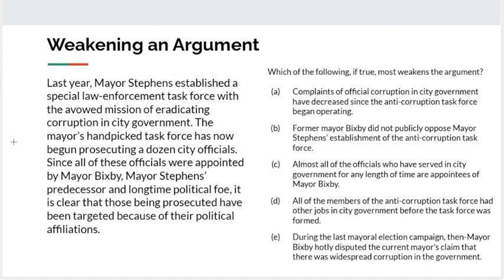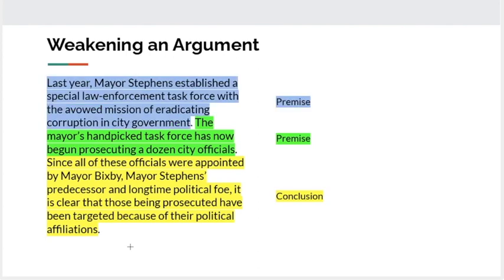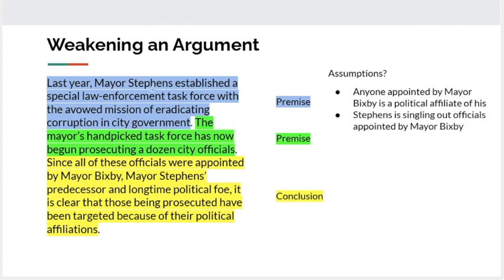Okay, so again, we want to start with our conclusion, and that's going to be this sentence here. Since all of these officials were appointed by Mayor Bixby, Mayor Stevens' predecessor and longtime political foe, it is clear that the ones being prosecuted are being targeted because of their political affiliations, not because of this avowed goal of eradicating corruption in city government. This is a premise. They've begun prosecuting city officials. And this is also a premise in the sense that the task force started with this mission of getting rid of corruption. Now, what about the assumptions?